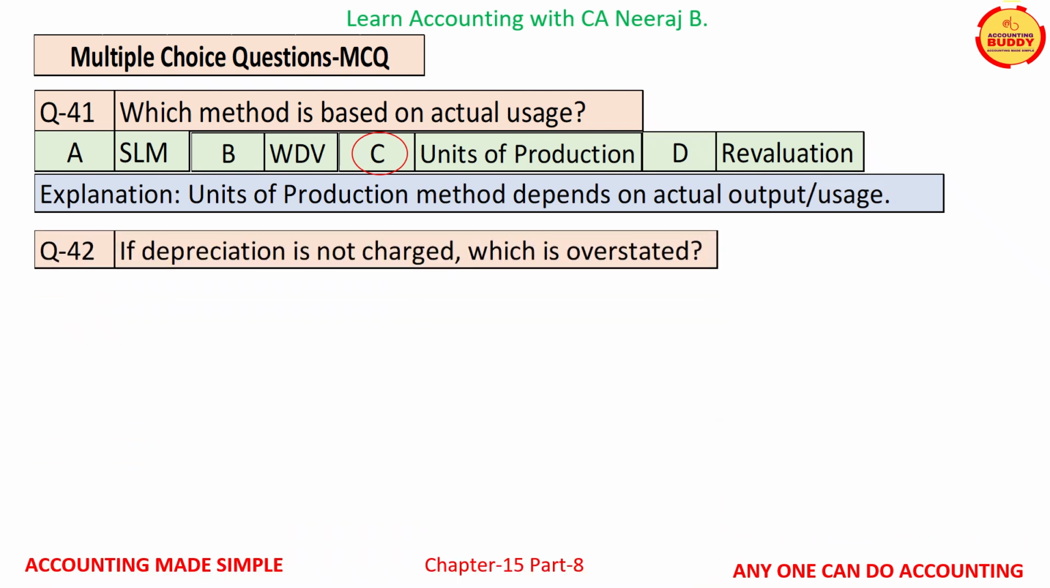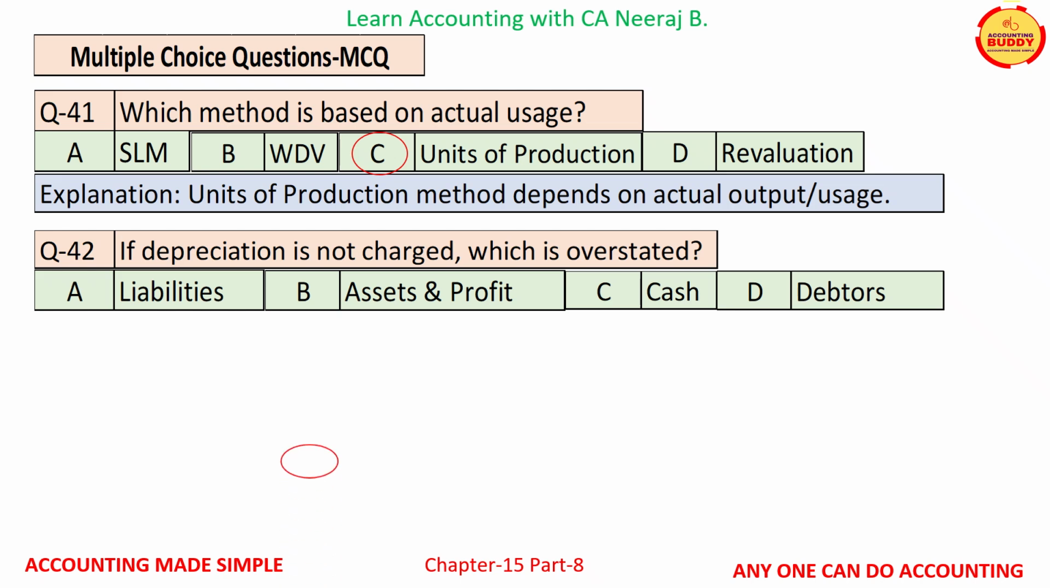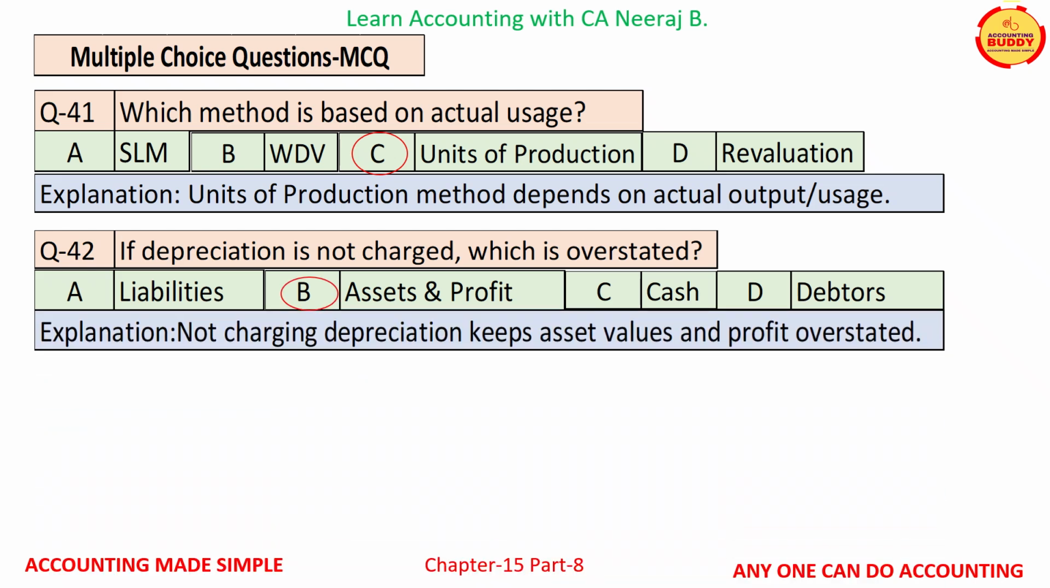Question number 42 is, if depreciation is not charged, which is overstated? And the available options are option A liabilities, option B assets and profit, option C cash and option D debtors. And the correct option is option B assets and profit. Not charging depreciation keeps asset values and the profit overstated.